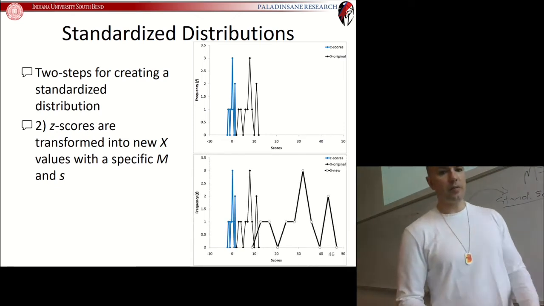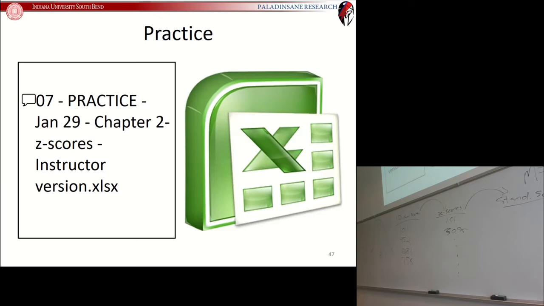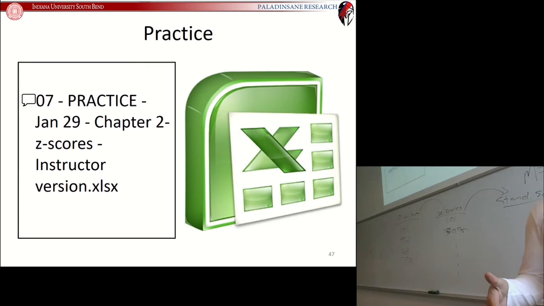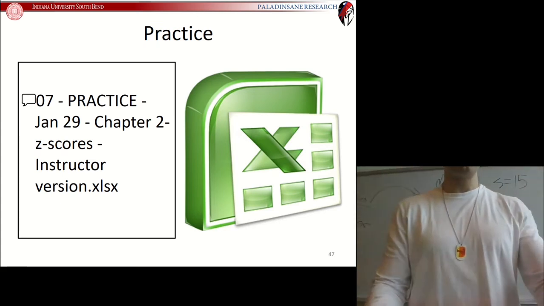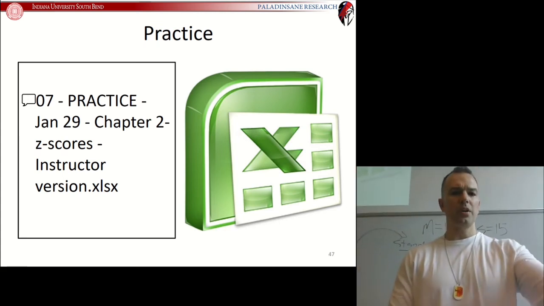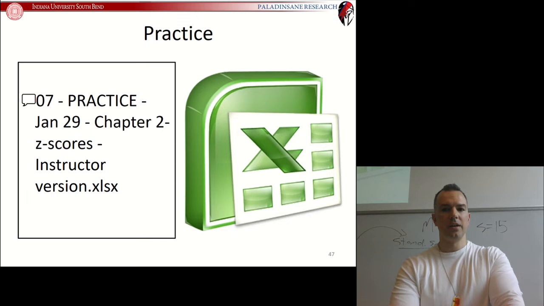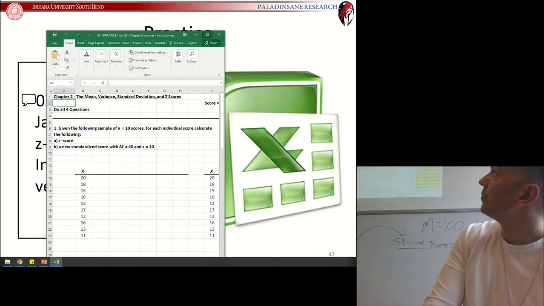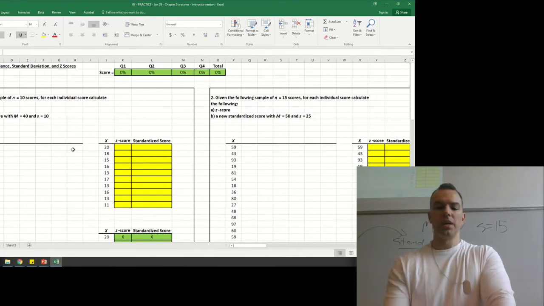All right, so that's a lot of stuff to take in. What we're going to do right now is see how to actually do some of this with a practice Excel sheet. If you haven't already, open up your Canvas account and take a look in the files. You should find the January 29th, Chapter 2, Z-scores. It shouldn't be the instructor version, but anyway, it's in there. Take a look for it. What you're looking for is this one right there. We're going to go through and show you how to calculate z-scores, and I'll show you a technique that you can use to do it very easily and very quickly in Excel.